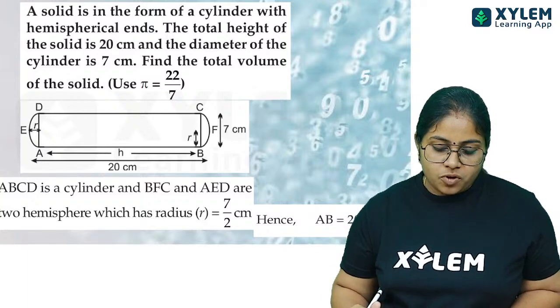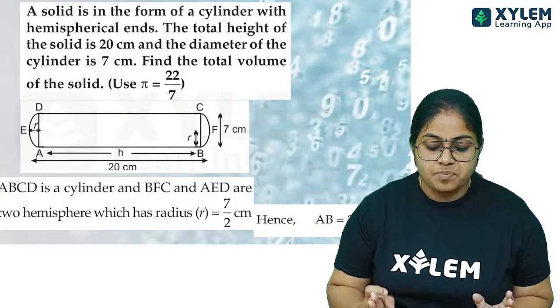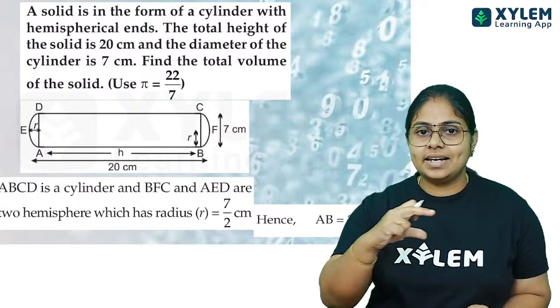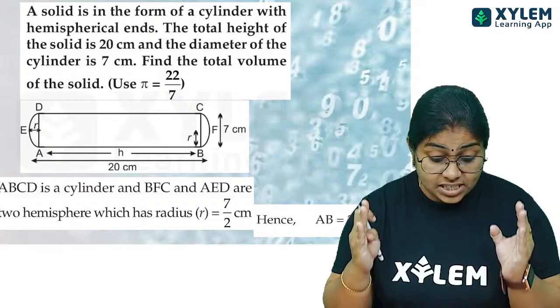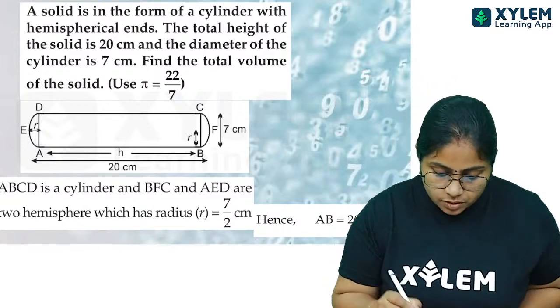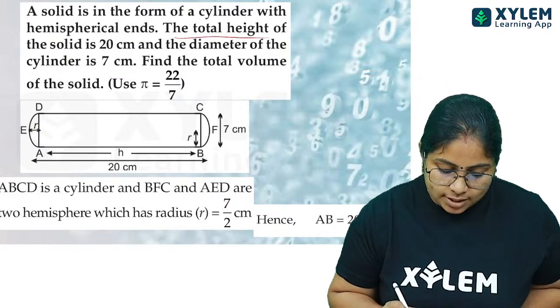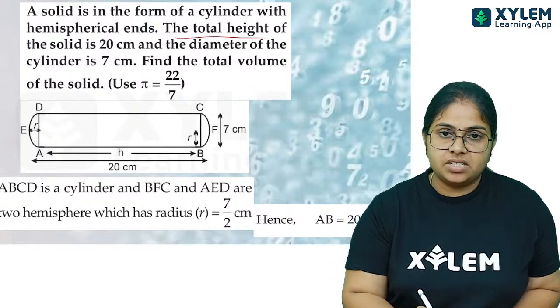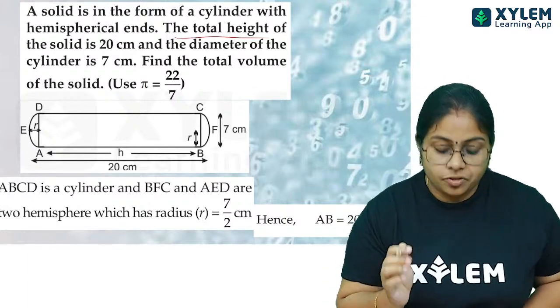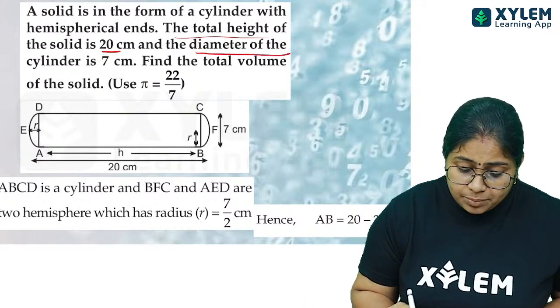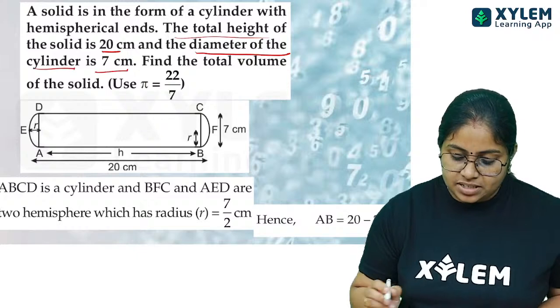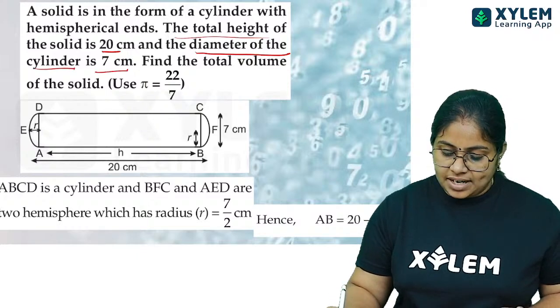It is in the form of a cylinder with a hemispherical end. Or a cylinder, both ends are in the form of a hemisphere. The total height of the solid is 20 centimeter. And the diameter of the cylinder is 7 centimeter. Diameter is given as 7.